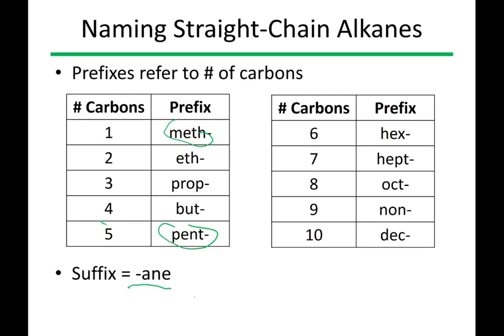So methane would be 1 carbon, and that's it. Since it's saturated, we need to have these 4 hydrogens. Something like pentane would be 5 carbons, so that would be 1, 2, 3, 4, 5. We'll leave off the hydrogens, so that would be the structure for pentane.